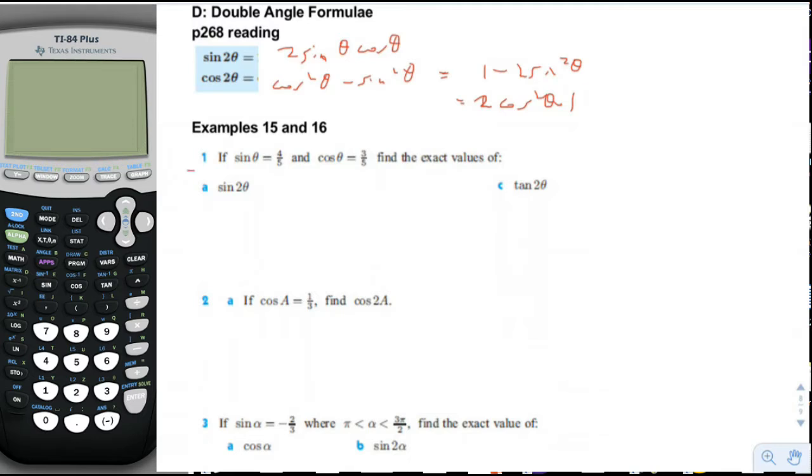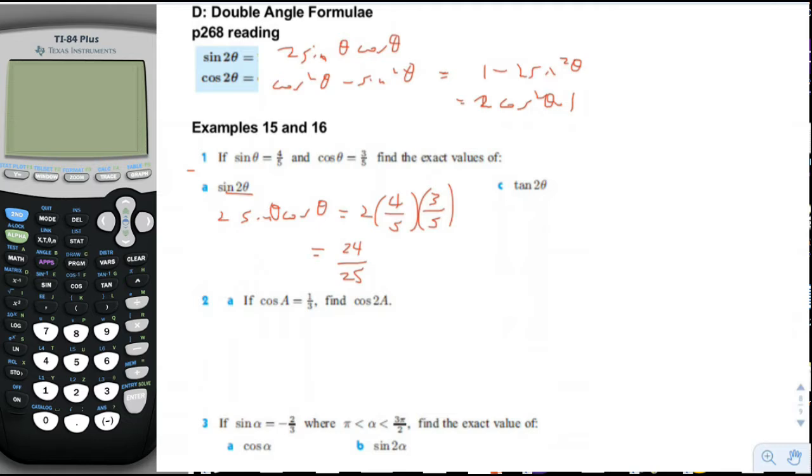Okay, number 1. If sine of theta equals 4/5 and cosine of theta is 3/5, find the exact values of sine of 2 theta. Okay, so sine of 2 theta, remember, is 2 sine theta cosine theta. So I have 2, and then sine of theta is just 4/5, and cosine of theta is 3/5. So that's the same as 2 times 4, 24 over 25.